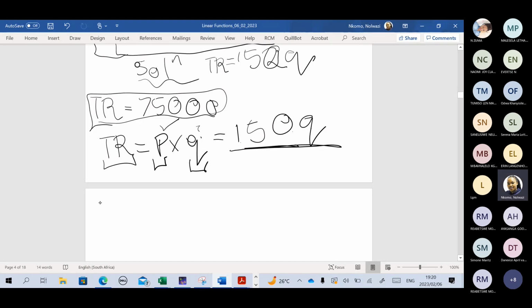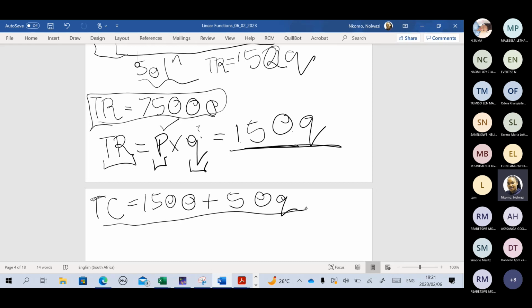Okay. Are we all following, right? Yes. Then the next question was to find the total cost. What did we find as our total cost? Anyone? 1,500. 500 plus 50Q. Yeah, I got the same answer. Okay. Anyone with a different answer? Okay, that means we can move on to the next question because we all got this answer, right?